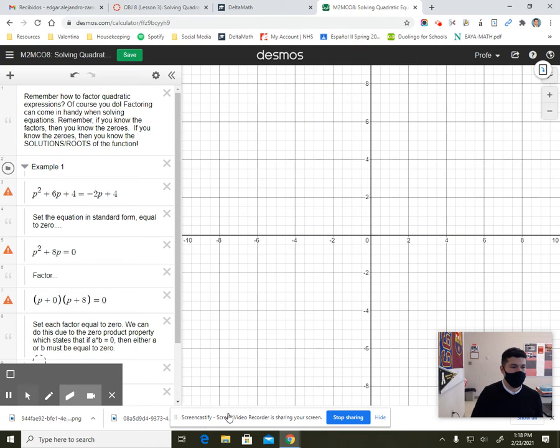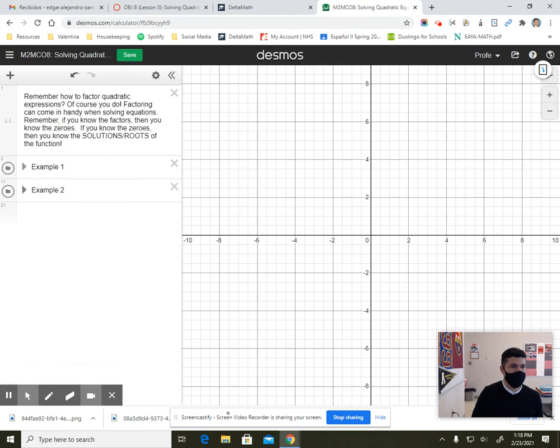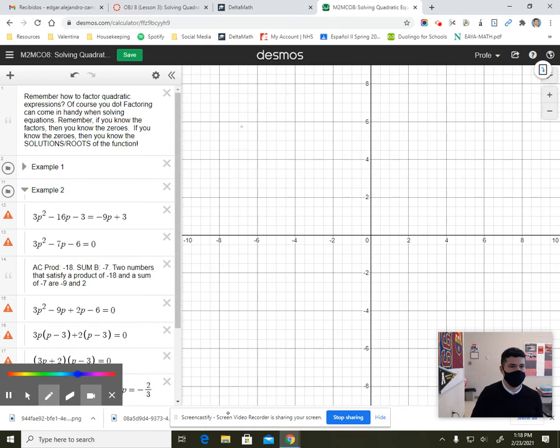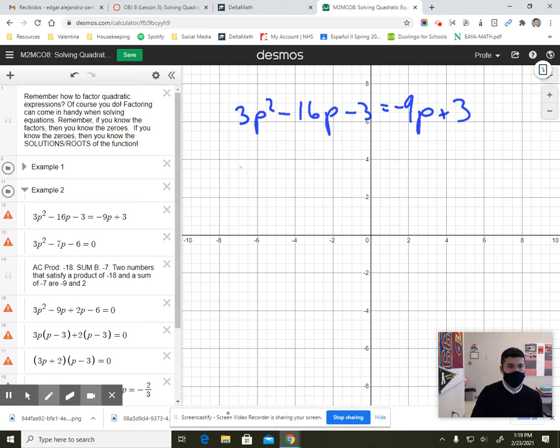All right, so what if I've got an a value other than 1? Let's say I've got 3p squared minus 16p minus 3 equals negative 9p plus 3. And we're going to go ahead and set this equal to 0. So we're going to add 9p's to this side. That gives me negative 7p. Subtract 3 from both sides, so it gives me negative 6, and it's set equal to 0. Now I'm going to try to factor this.